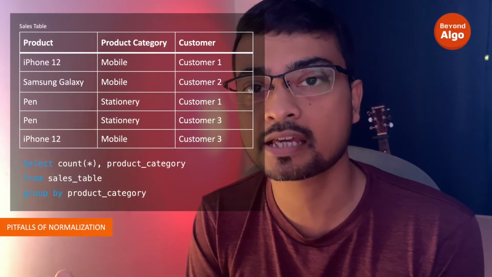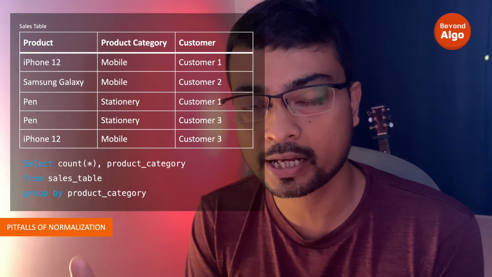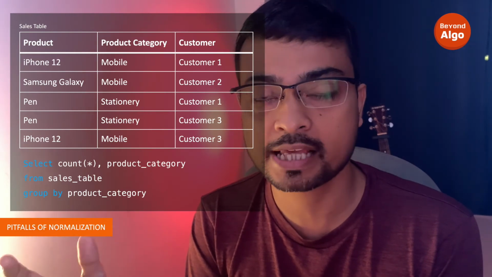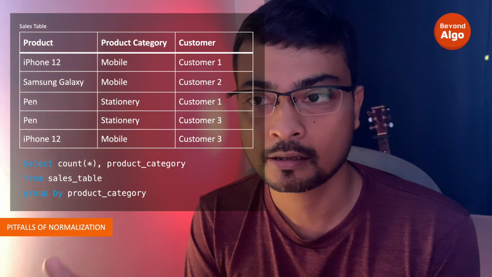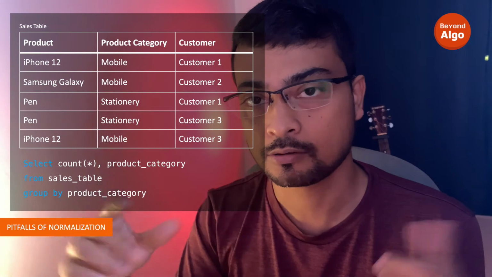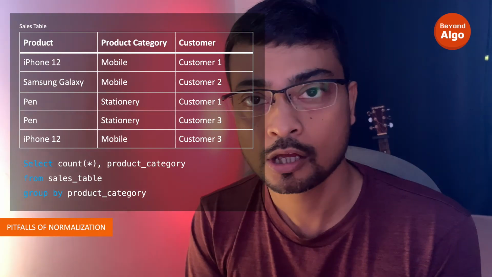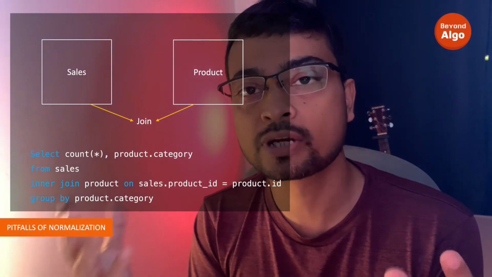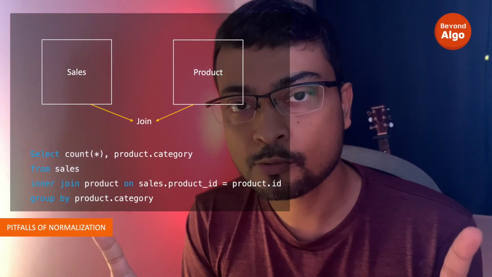Suppose you have an application which needs to find out product sales across various different product categories. Obviously, if your product category was present in the same table, which is our earlier sales table, you could just group by the product category and find out total sales for each of these categories. However, now the product category is present in a different table, which is in our case the product table. So in order to find the same information now, we will need to join these two tables together. Did you see what is happening?